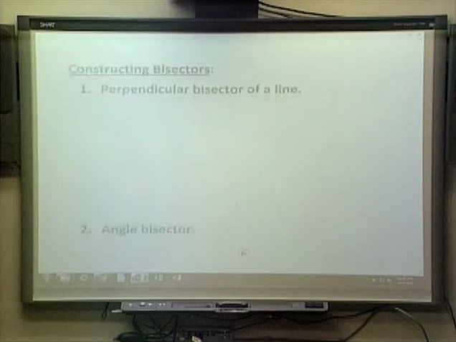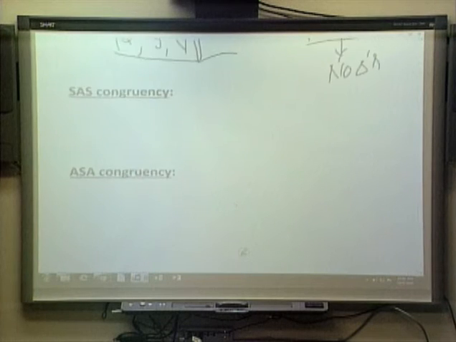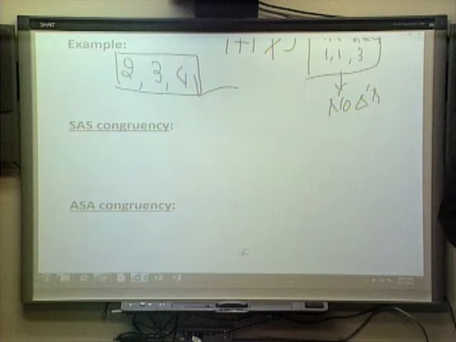There are other congruency rules regarding triangles. We already looked at side-side-side congruency.